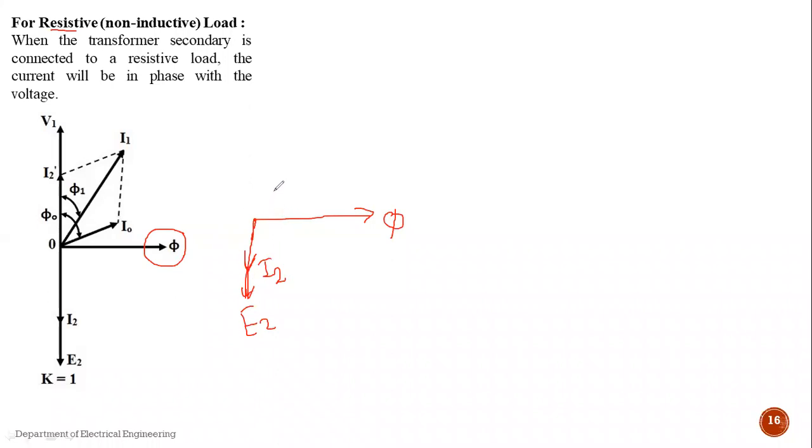Now the initial current, that is the no load current I0, will be drawn like this. हा जो I0 current असेल, this I0 current is at a lagging phase angle. We have already told that it is at a lagging angle, or it lags the voltage by some angle.